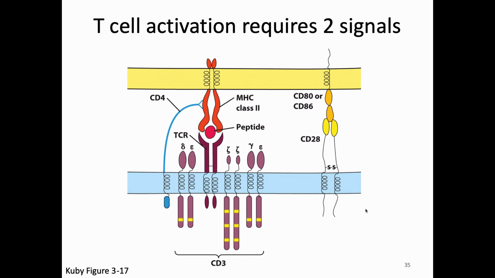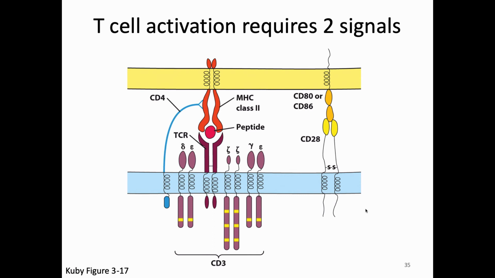For signal 2, our T cell has a protein known as CD28. And our antigen presenting cell has either CD80 or CD86. CD80 and CD86 have other names as well. CD80 is also called B7-1.